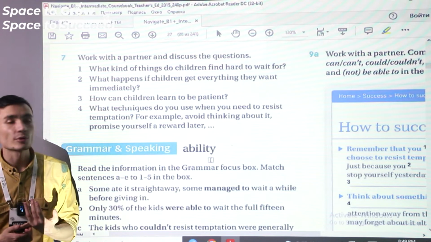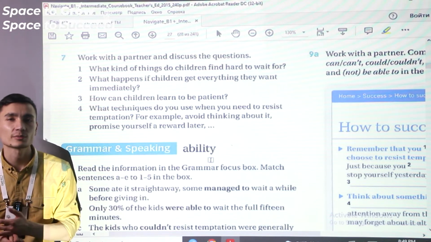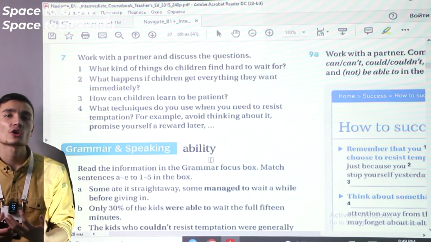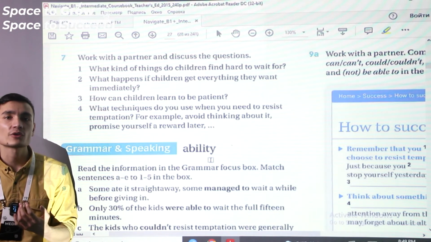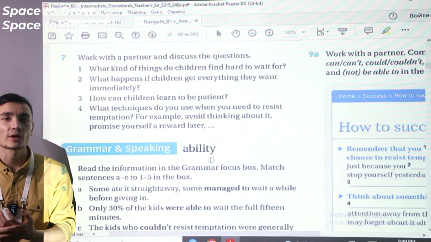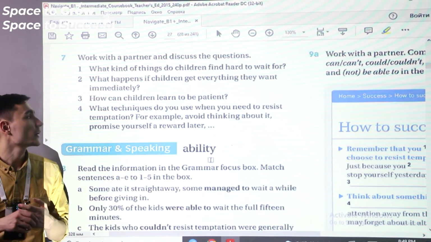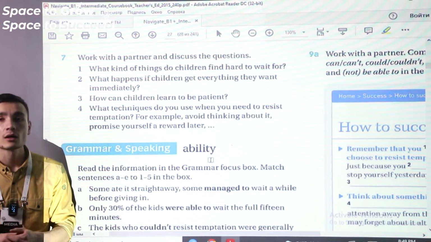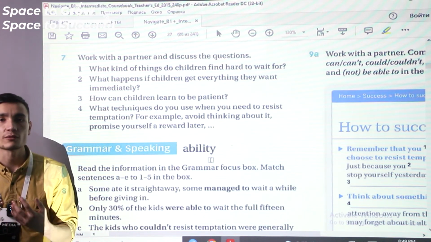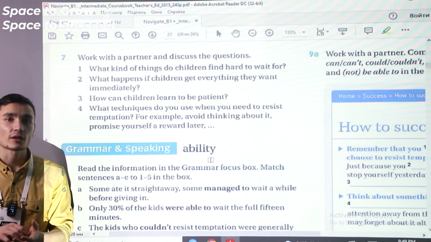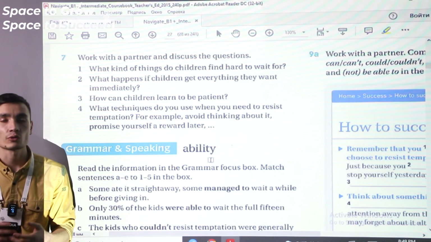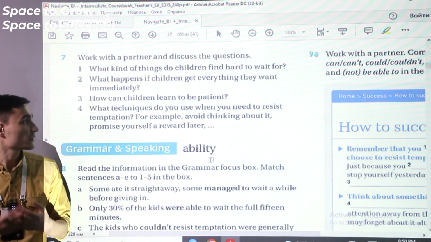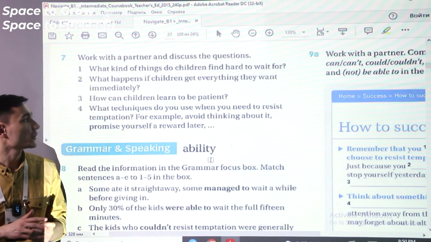3. How can children learn to be patient? Well, it's just parents' responsibility to teach and to explain to children what this is about. And you cannot have everything in life whenever you want, like instantly. That's why it's really important to teach children how to be patient and to learn patience. And how can it be done? Well, it can be done through periods of games. Like, for example, if you wait for 2 days, I will give you a new toy. If you wait for 3 days, I'll give you a bigger toy. And through these techniques. Exercise 4, the fourth part, what techniques do you use when you need to resist temptation?